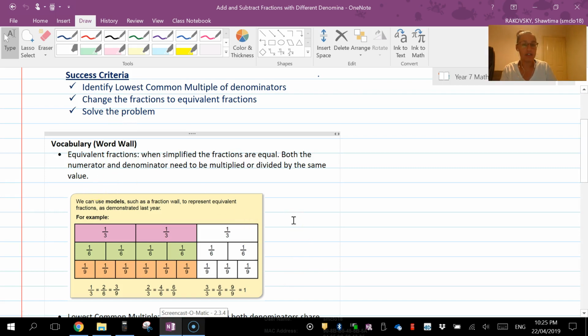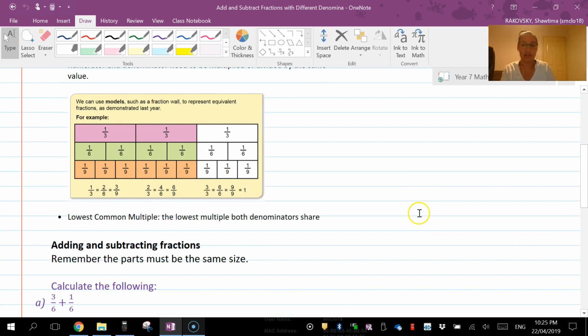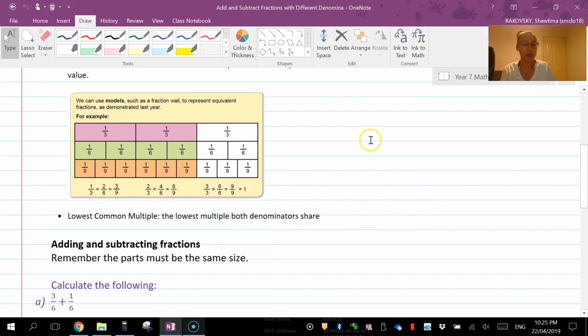Please note that to find an equivalent fraction, you need to multiply or divide both the numerator and denominator in order for it to be equivalent. Lowest common multiple. If we talk about numbers such as 3 and 6, multiples of 3 are going to be 3, 6, 9, 12, 15, 18, 21, 24. And the multiples of 6 are 6, 12, 18, 24, and 30.